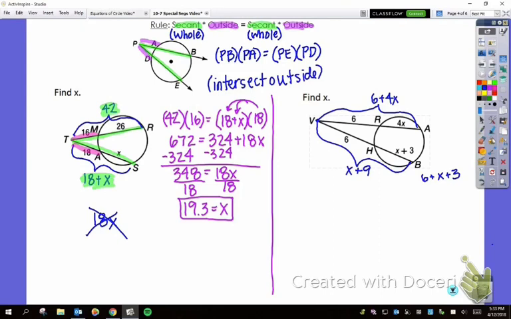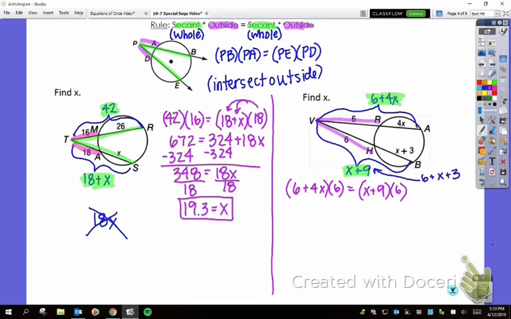So make sure that you're being careful there, that we get that correct whole thing. So here's one of our wholes, here's our other whole. And then our outside pieces would be V to R, that's 6, and V to H, that's 6. So let's set up our equation. Our whole 6 plus 4x times the outside 6 equals the whole x plus 9 times the outside 6.